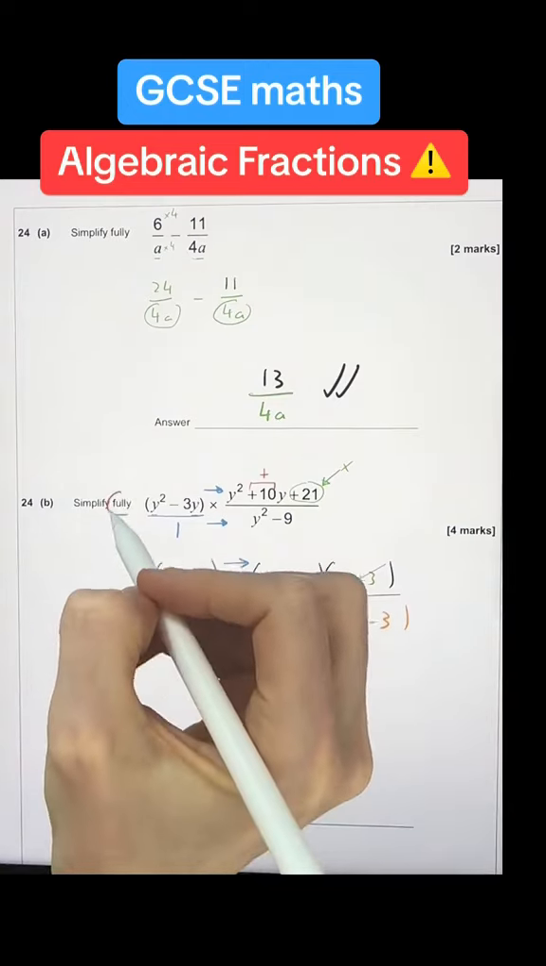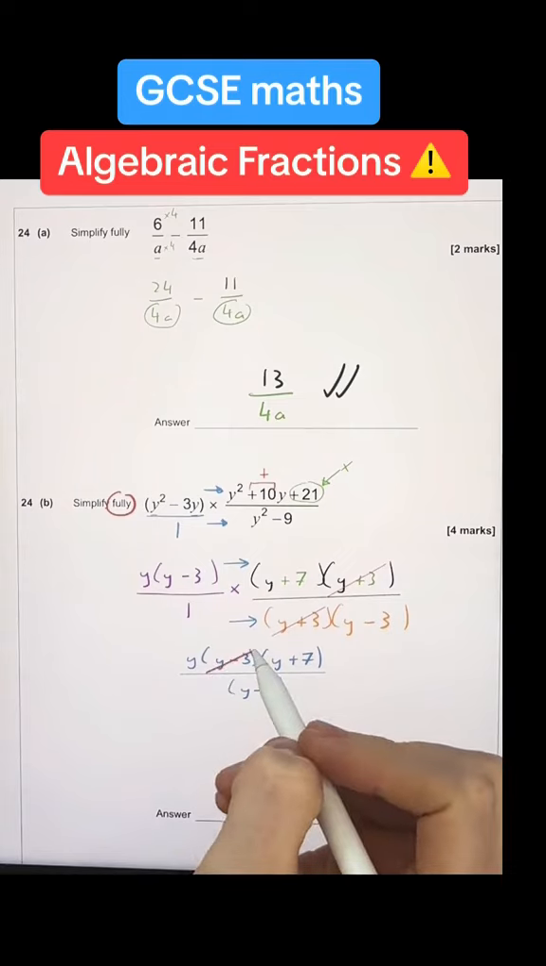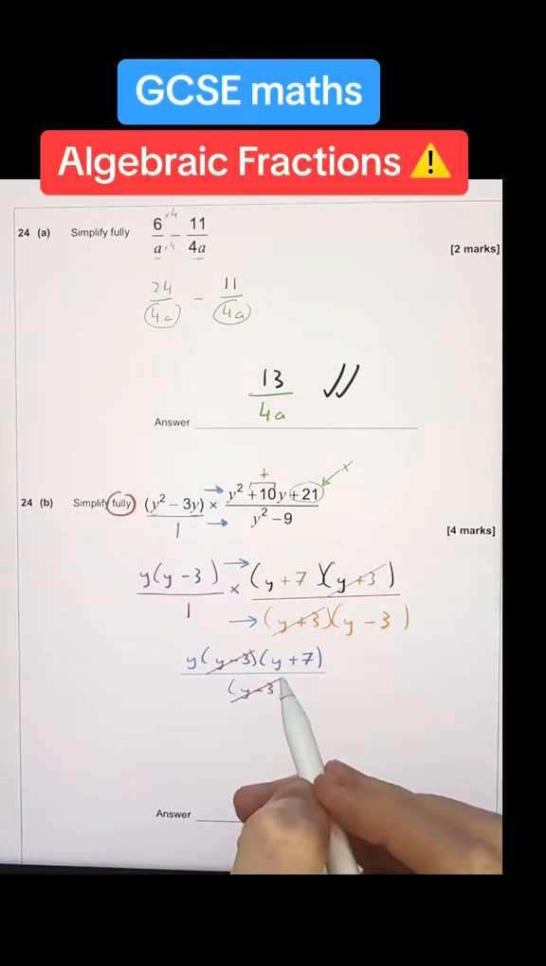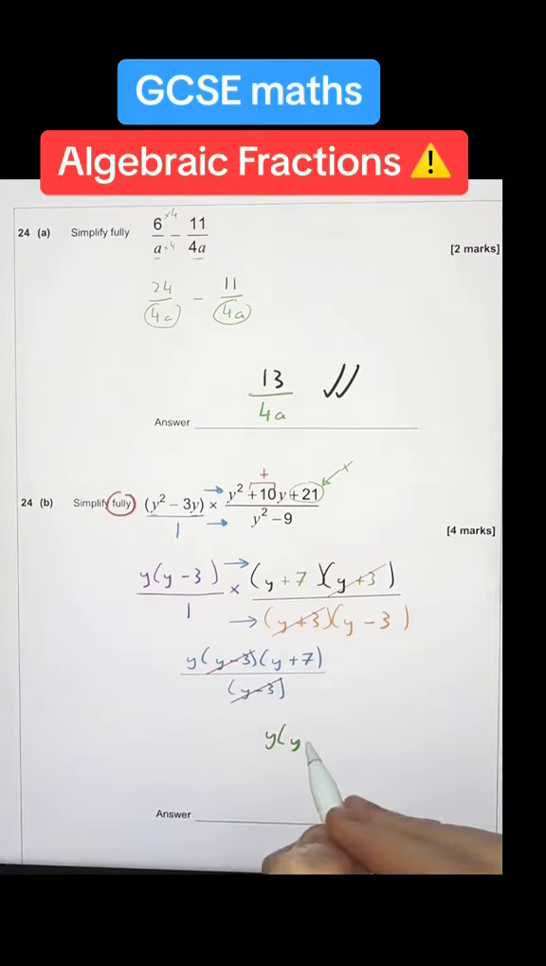As we're asked to simplify fully, always check at the end whether your answer can be simplified. Well, here on the top and bottom, I've got in single brackets y minus 3 common. So I'm going to cancel y minus 3 in brackets on the top and bottom. Hence, my final answer is going to be single y multiplied by, in single brackets, y plus 7.